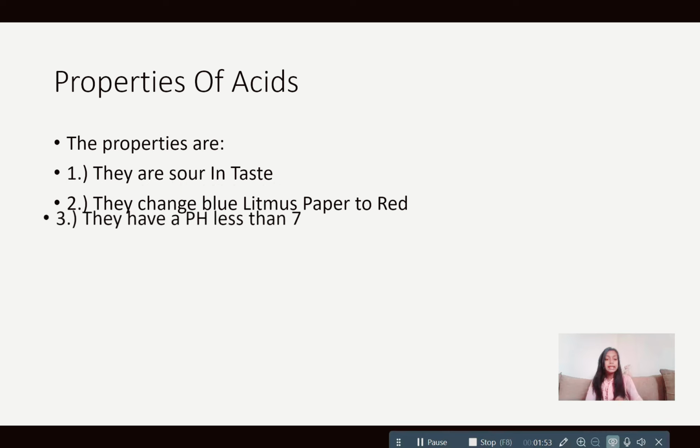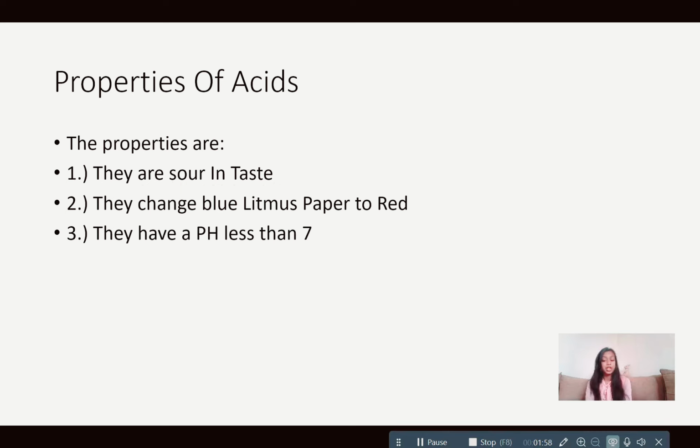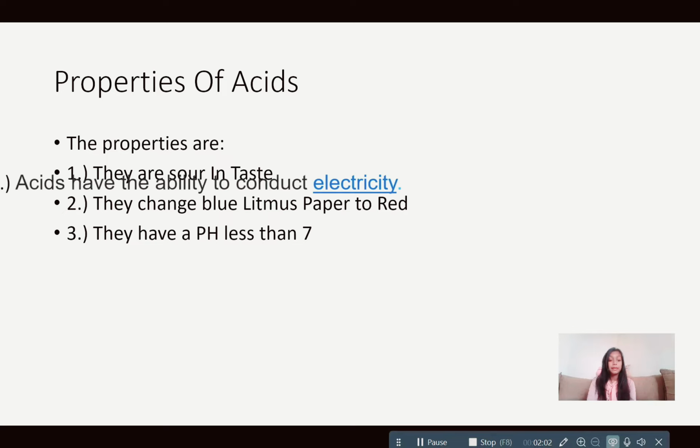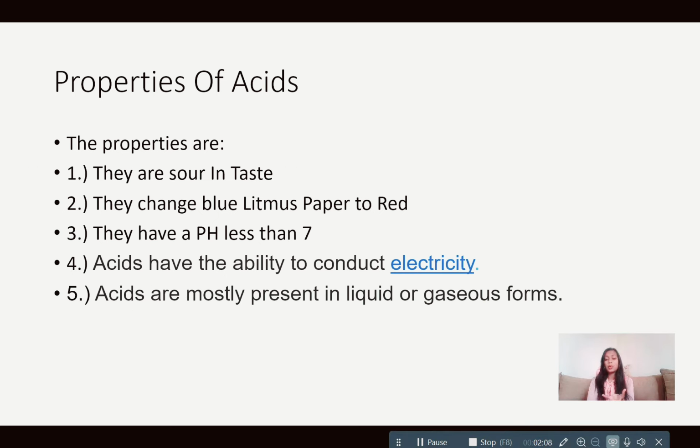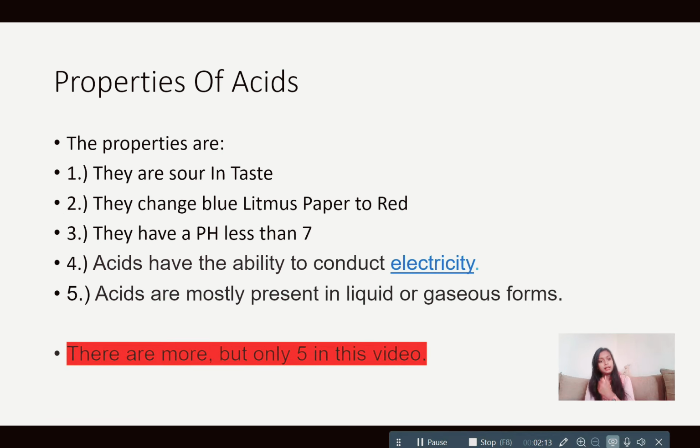Okay, and the next is they have a pH less than 7. pH stands for power of hydrogen. So the pH of acid is less than 7. Acids have the ability to conduct electricity. They are mostly present in liquid or in gaseous form, okay? Now let us see what is a base.